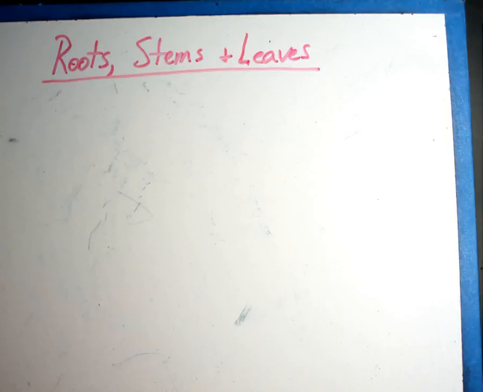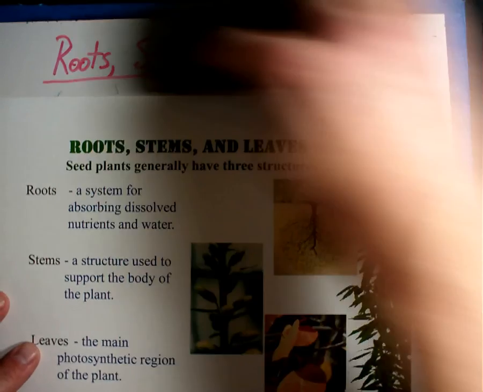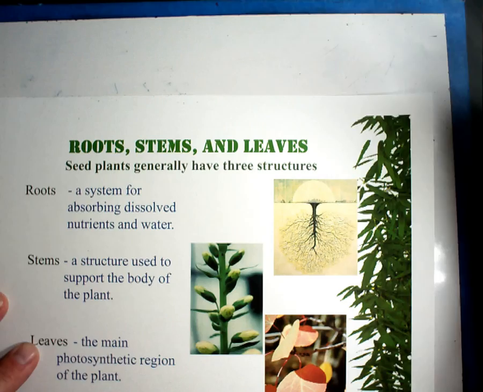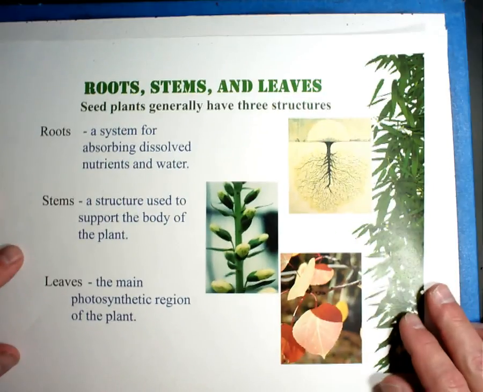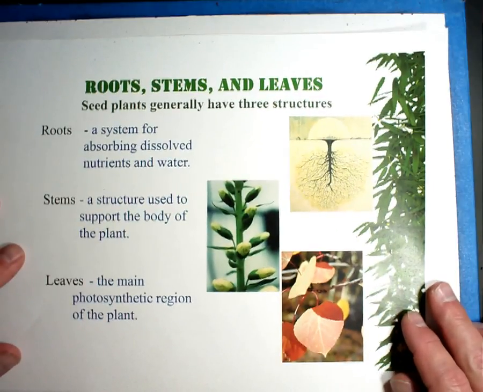In this video, we're going to talk about the parts of all plants. We're going to talk about roots, stems, and leaves. Now, I thought it'd be easier if I printed a picture so that it would be a little more understandable about what these three main parts of plants are: roots, stems, and leaves.